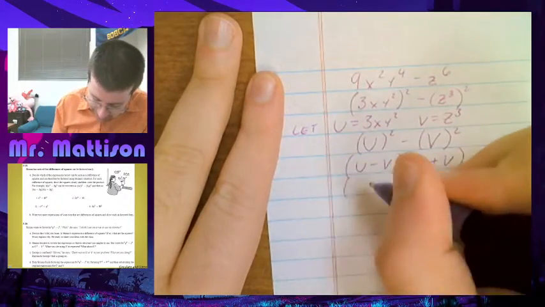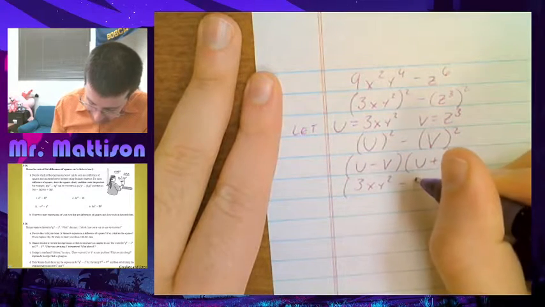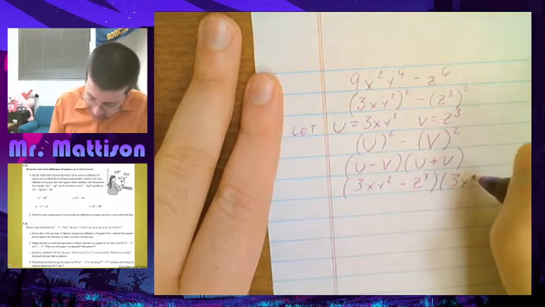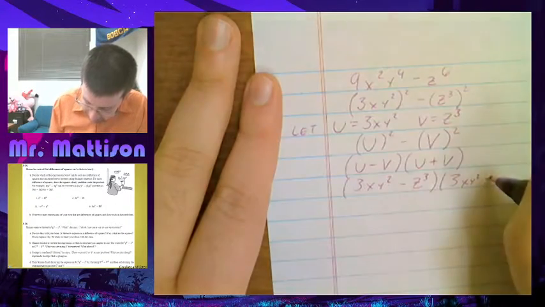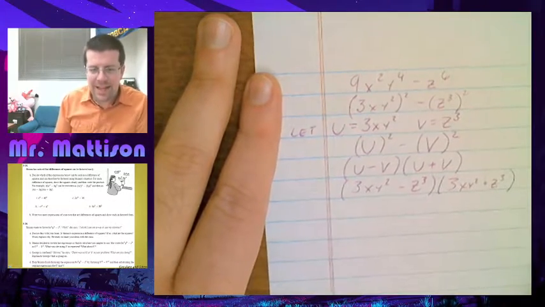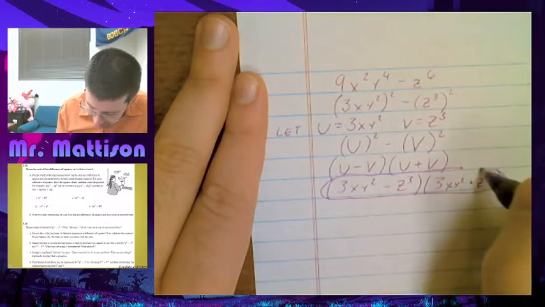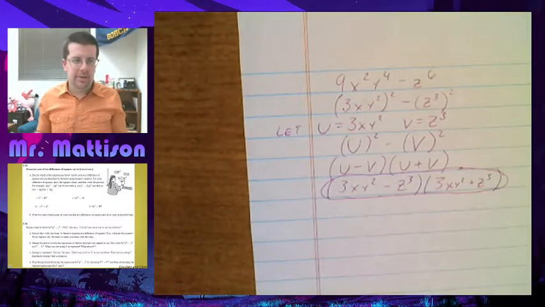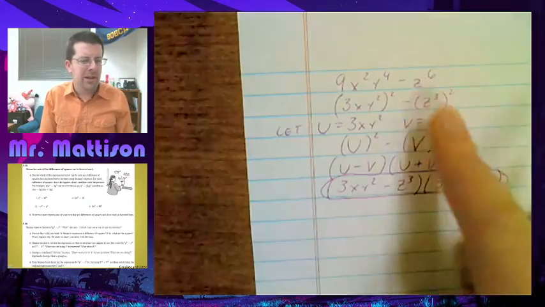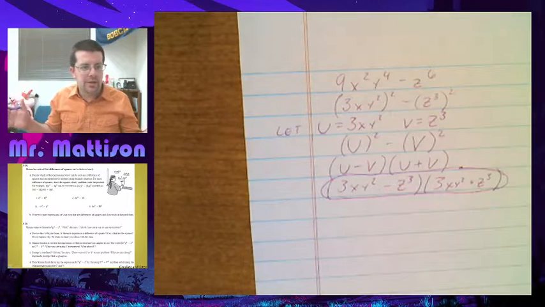And I'm going to get 3xy squared minus z to the third and 3xy squared plus z to the third as my factors. Done. Right? Now, some of you are probably thinking, well, that seems really dumb. Why would I waste all of my time? I could see it right there and go there. And if you could, awesome, do it, not a big deal.